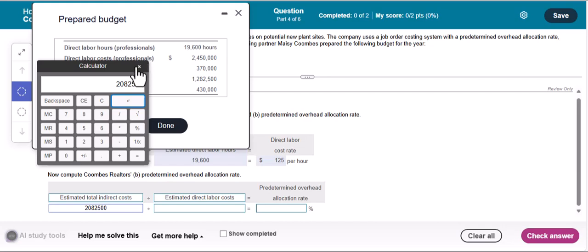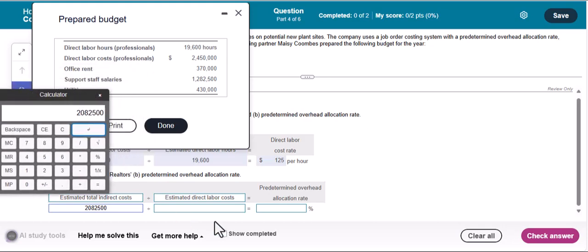And then we are going to need our estimated direct labor costs. And again, those have been given to us here. So we just use this 2.45 million. And then that's going to need to get calculated here. So let's go ahead and divide by the 2.45 million. And that is going to give us a percentage of 85%. So go ahead and enter that in.